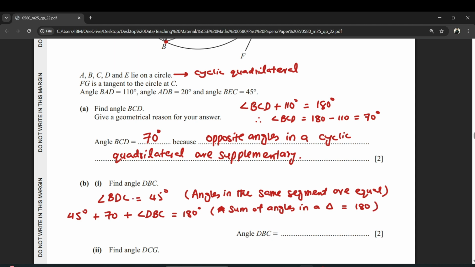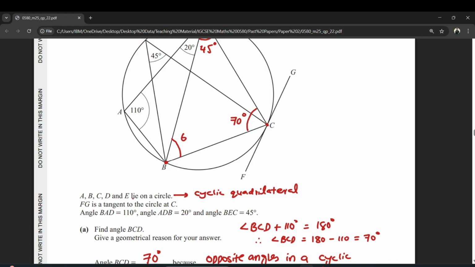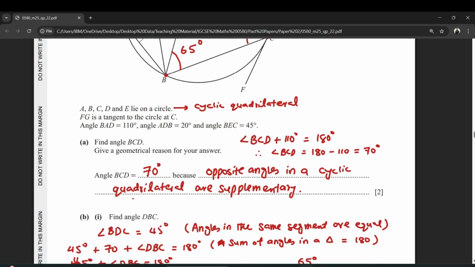All right, so 45 plus 70, that is 115, plus angle DBC equals 180 degrees. So angle DBC will be 180 minus 115, and that should give us 65 degrees. So now we also found out that this is 65 degrees.